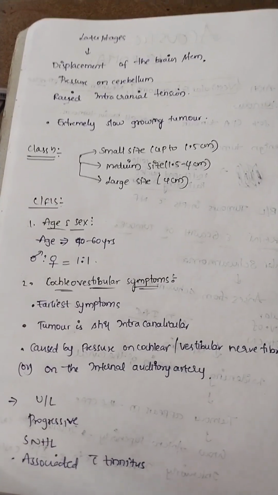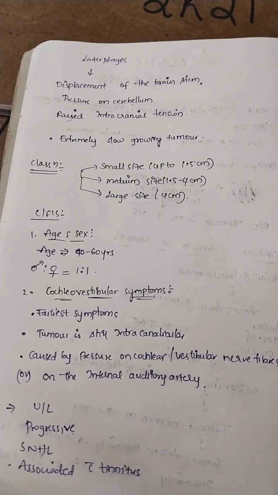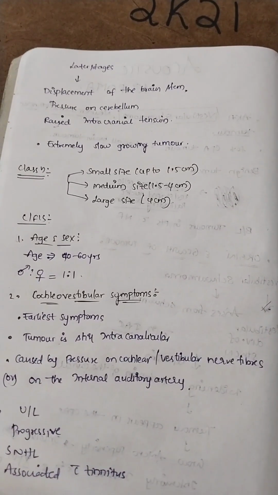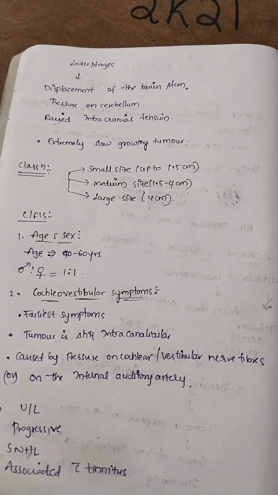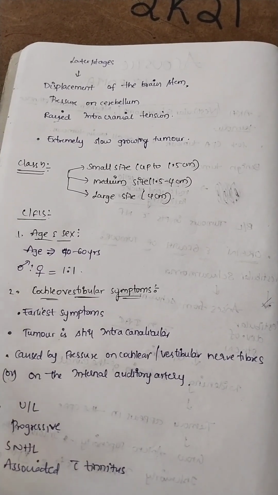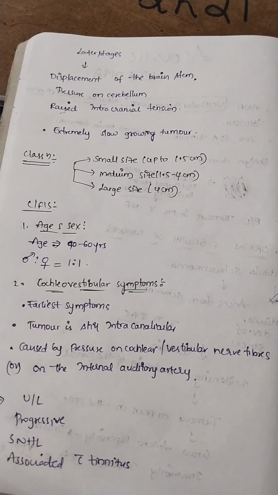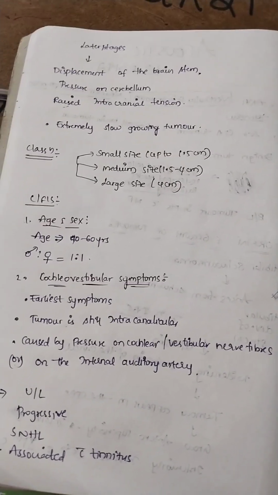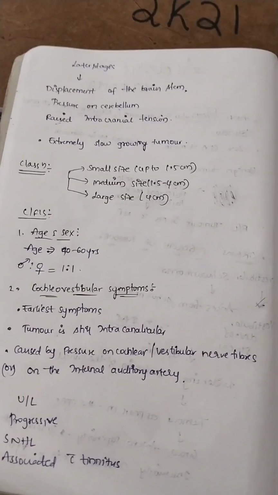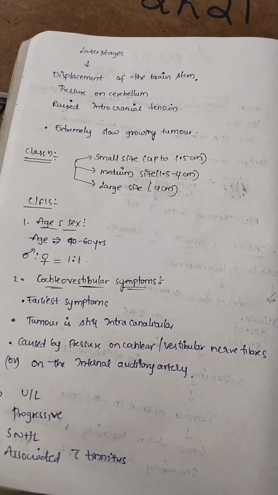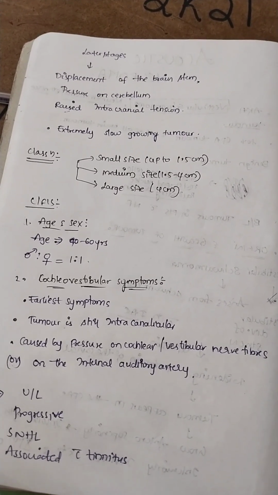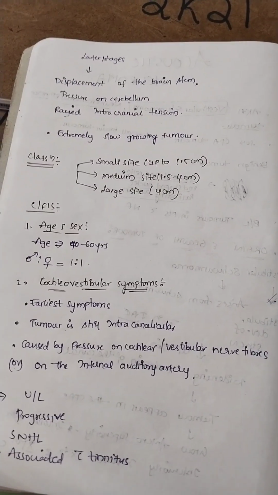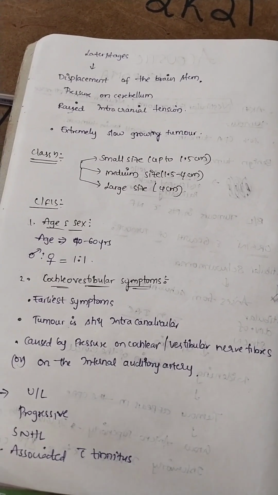So based on the size, it will impinge on the cerebellum or CPA, or only the 7th or 8th may be involved. If it is very large in size, you will find cerebellar symptoms. Okay. So coming to clinical features, age and sex. The patient will come to the OPD aged 40 to 60 years, and male to female predisposition is equal.